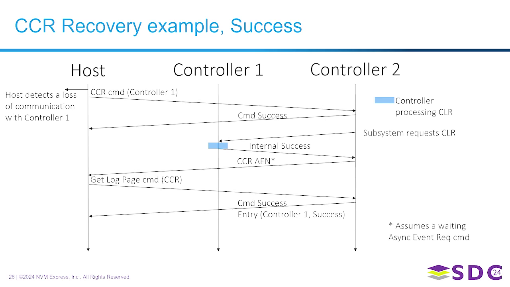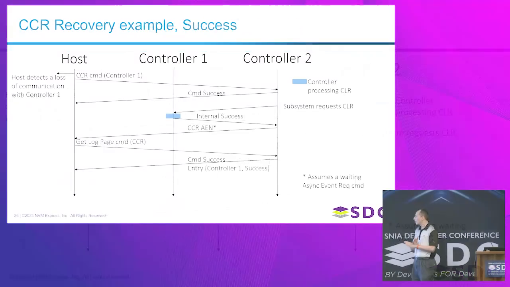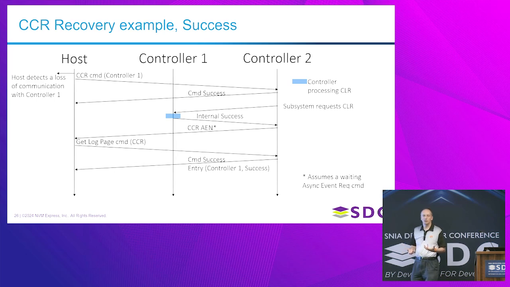The subsystem requests a CLR on controller 1, and then we get success back there. Then we let the host know, yep, we're done. Go and get the log page. And when the host reads the log page, it says controller is done. I've got success here. That means that cleanup is done. We're ready to proceed with recovery in the commands that we've been waiting on.